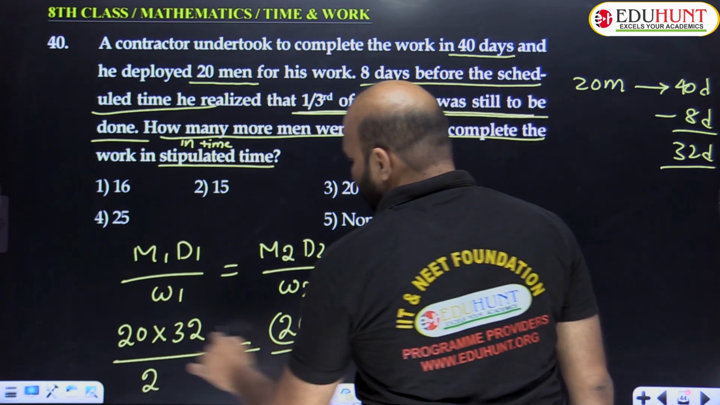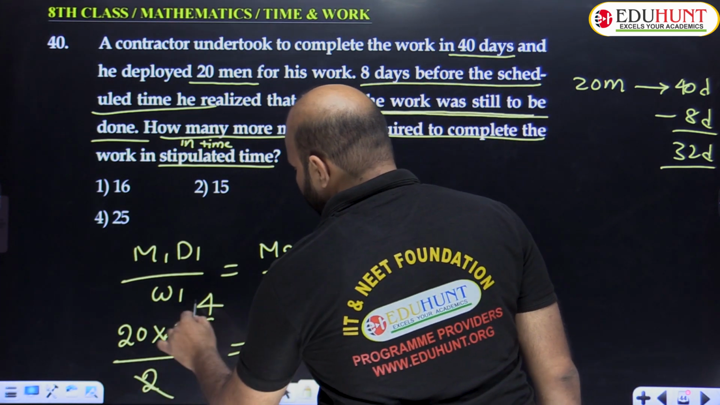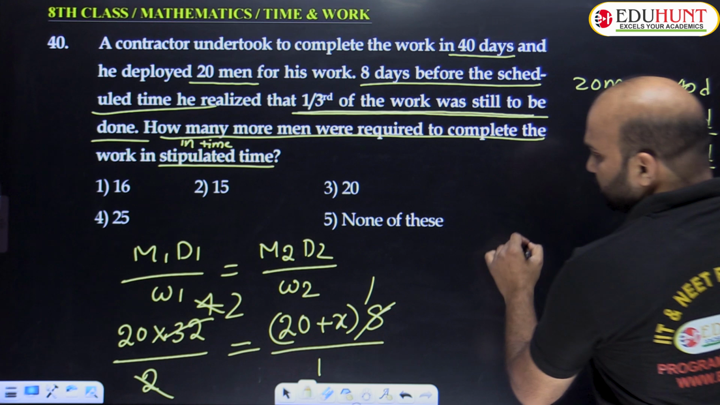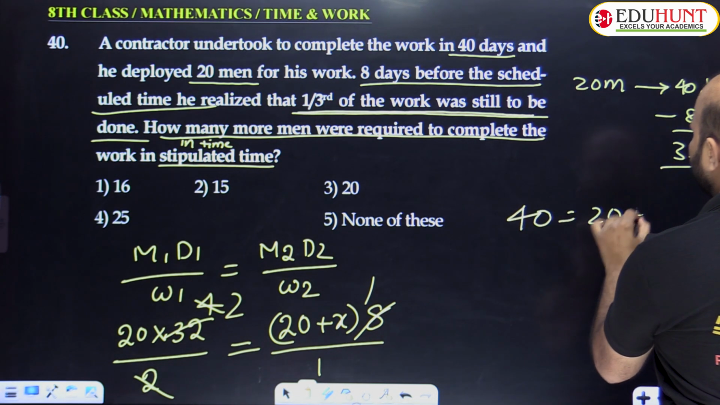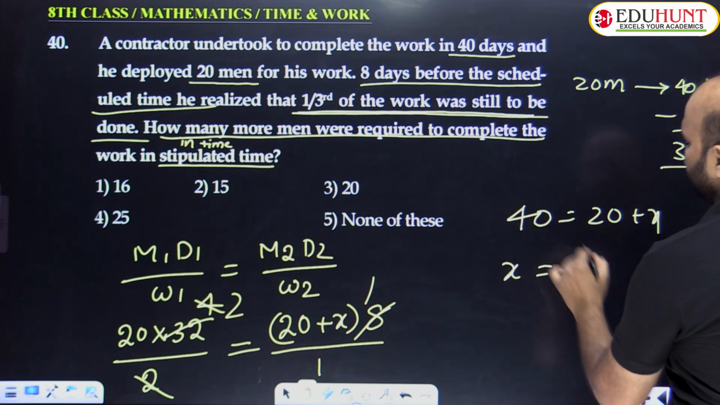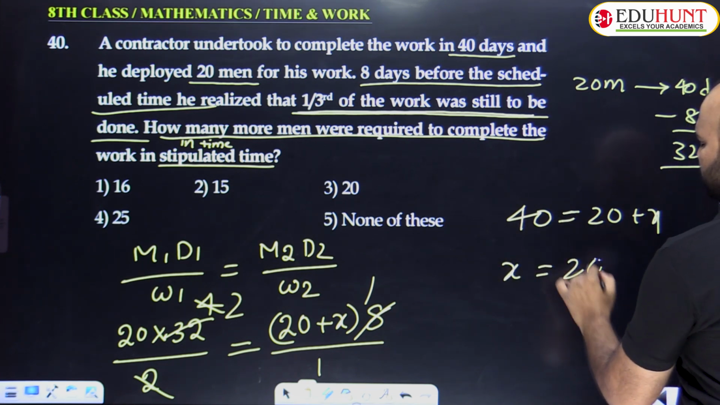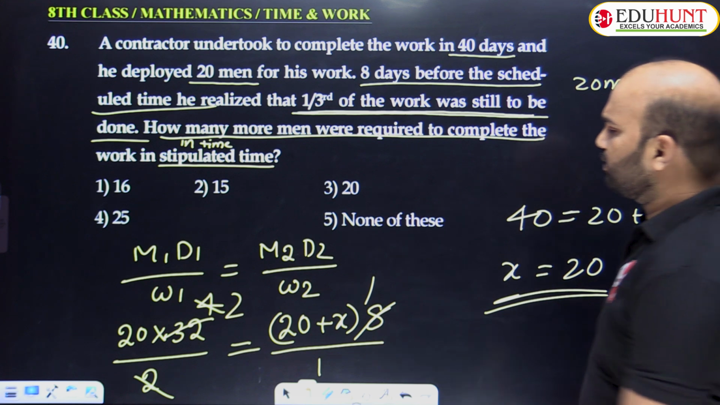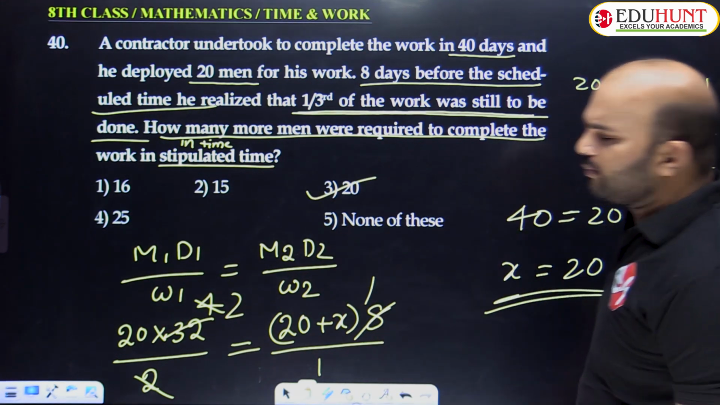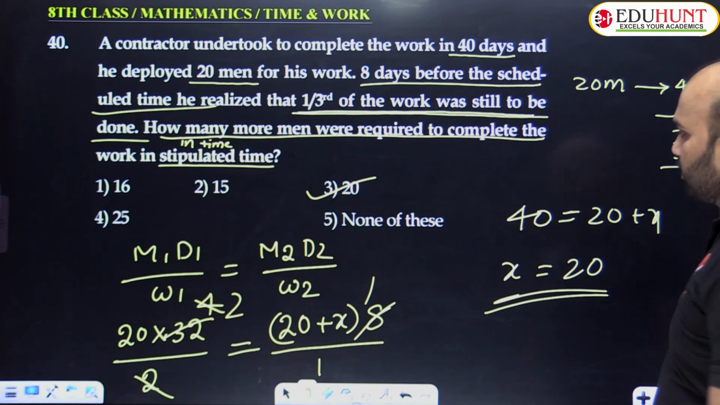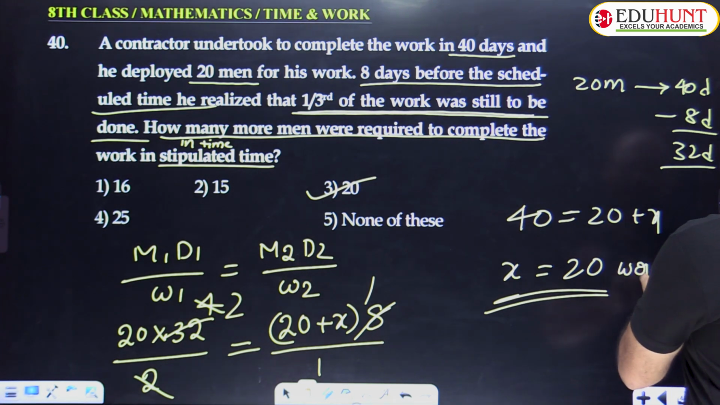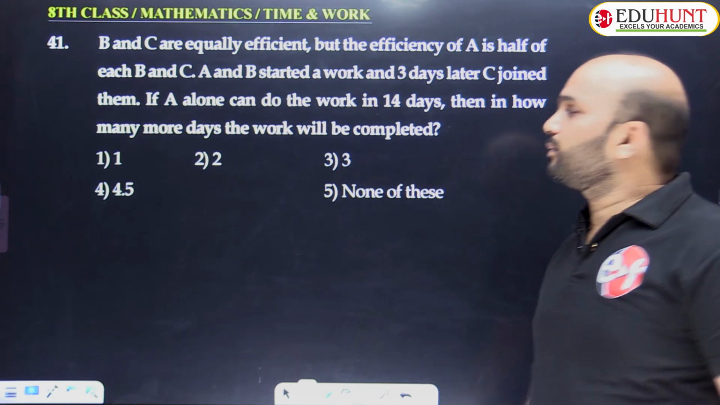So 8 ones are 8, 4 twos are 8, 2 ones are 2, 2 twos are 4, according to cross multiplication. So 20 into 2 is 40, which equals 20 plus X. Therefore X equals 40 minus 20, which is 20. So how much more strength will be required? 20 more strength will be required to complete the work in the stipulated time, that is, in time. Option 3 is the right answer. 20 workers are required. Am I clear? Let's go to question number 41.